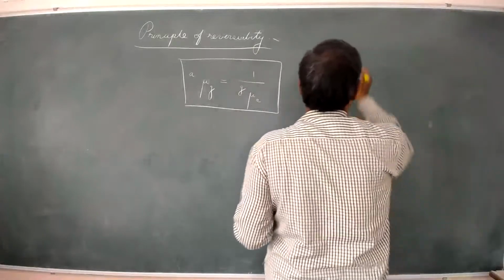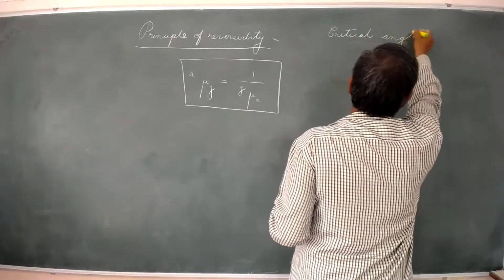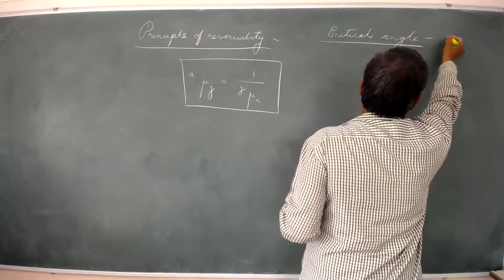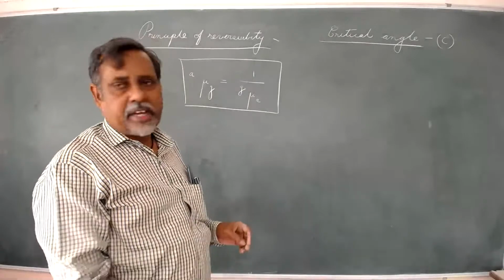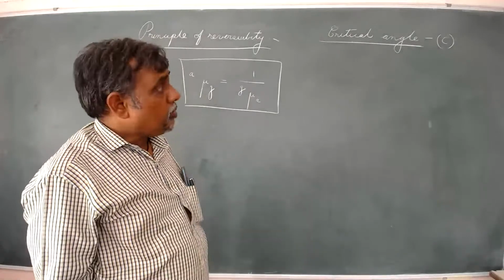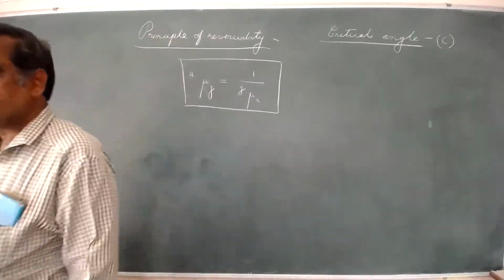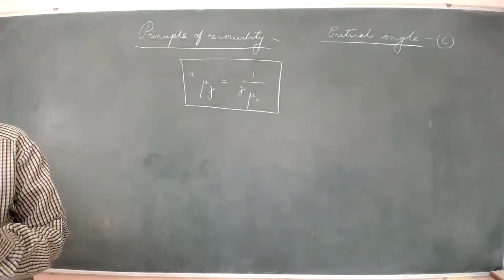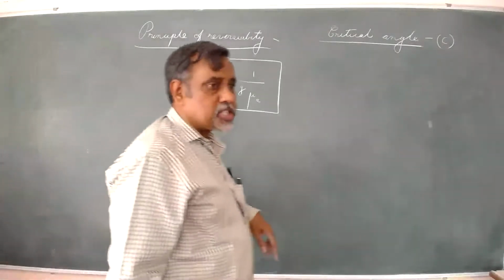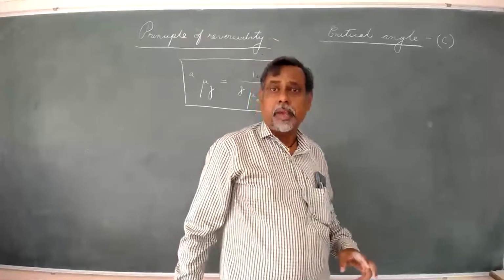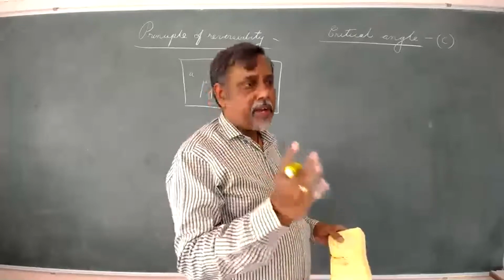Okay, so now critical angle. What do you mean by critical angle? It is symbolically represented by the letter C. There is a condition to have this critical angle. What will be the condition? The light ray propagation must be from denser medium to rarer medium. When the light ray undergoes refraction from denser to rarer, the refracted ray will be moving away from the normal.